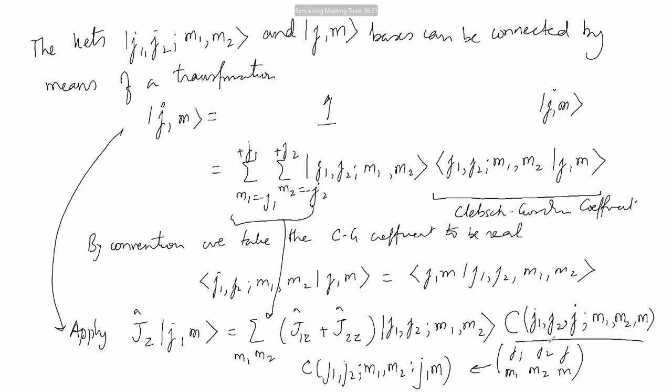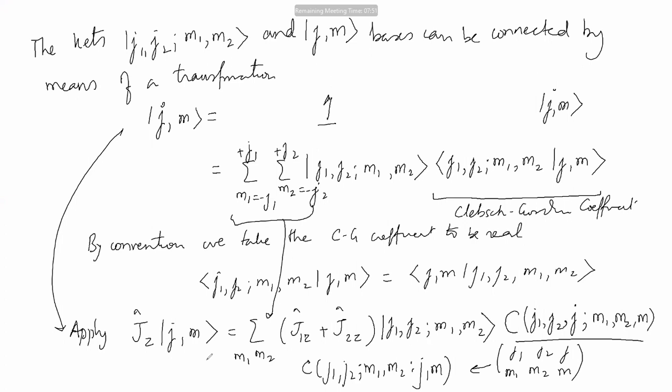Therefore, the important point is that when you bring all the terms to the right hand side, what you are going to get is M minus M1 plus M2 times h-cross.